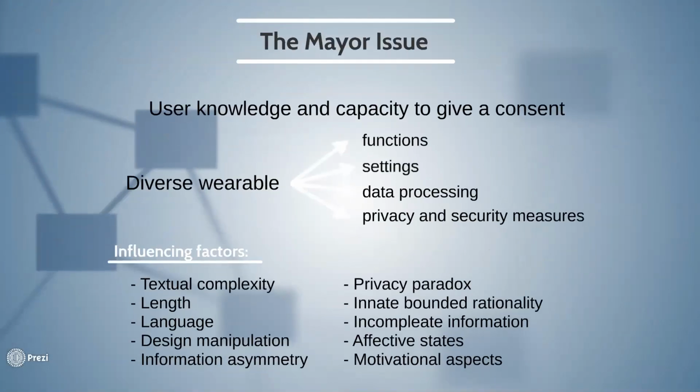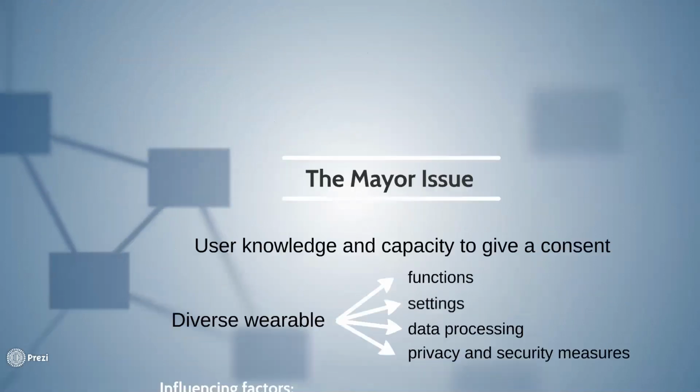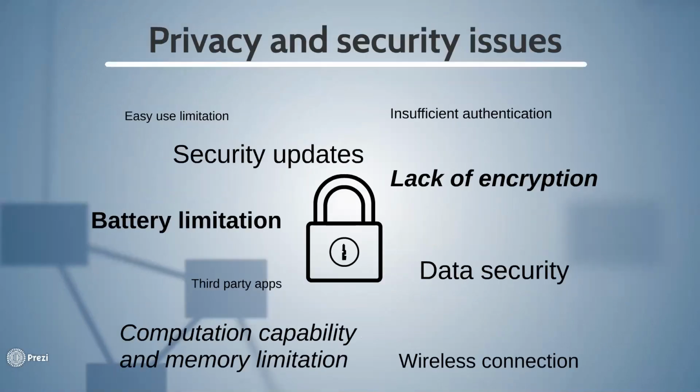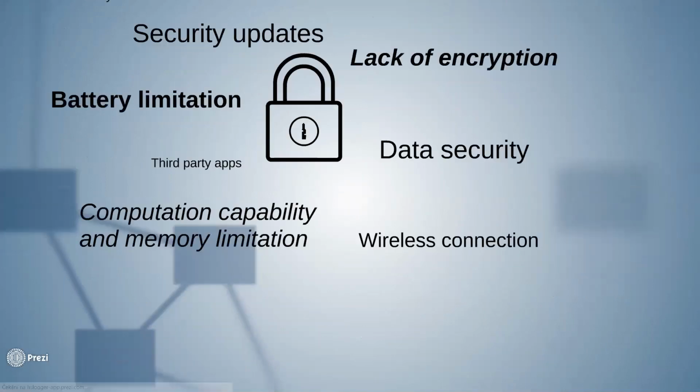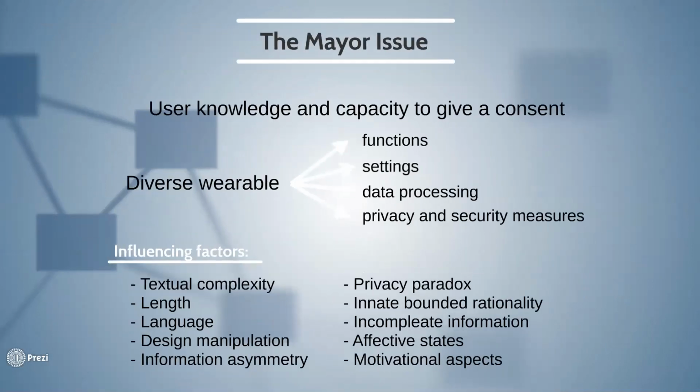This way, I can point to some issues. These issues are security, ease of use, lack of encryption, third-party apps which could be installed. But the biggest problem, in my opinion, is the knowledge of the users, because the users are always the weakest part from the privacy perspective. Users are supposed to know what they are using and how the wearable is processing their data. What are the safeguards of privacy?